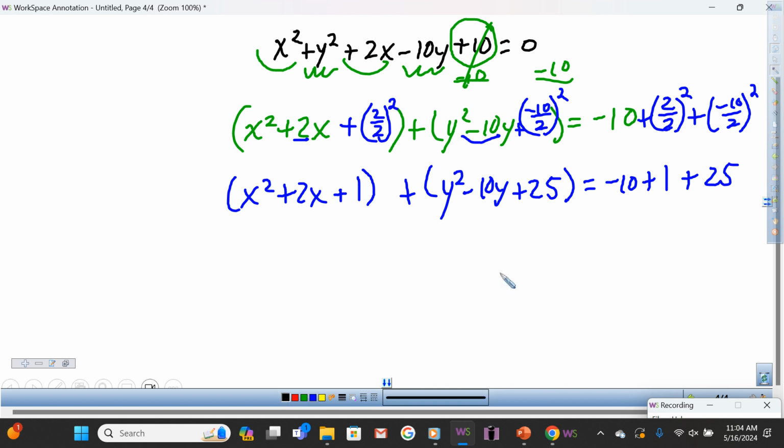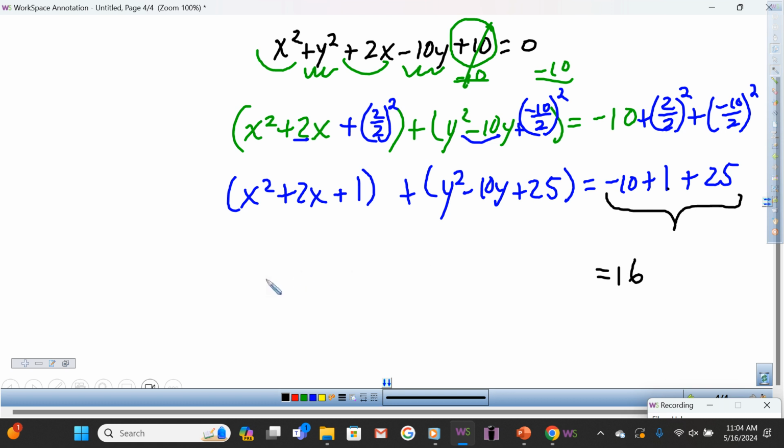Next, let's simplify this side. So, what is 25 plus 1? 26. All right, good. Minus 10, 16. All right.